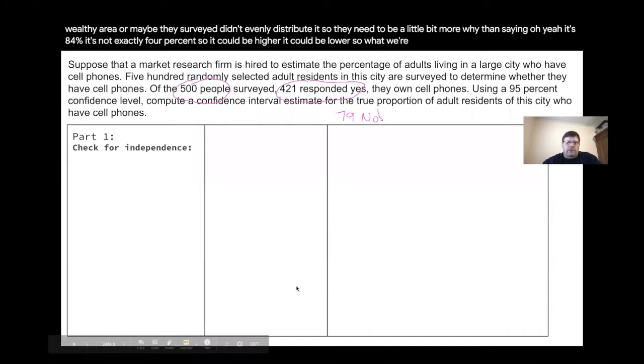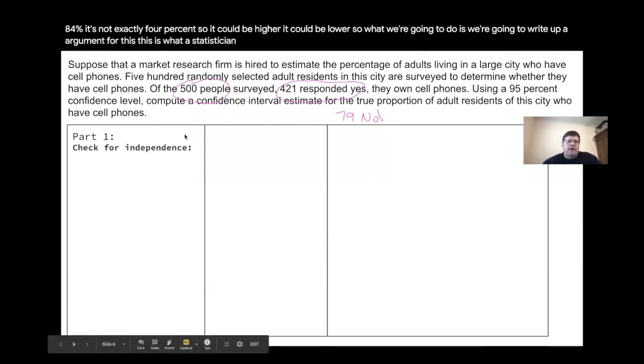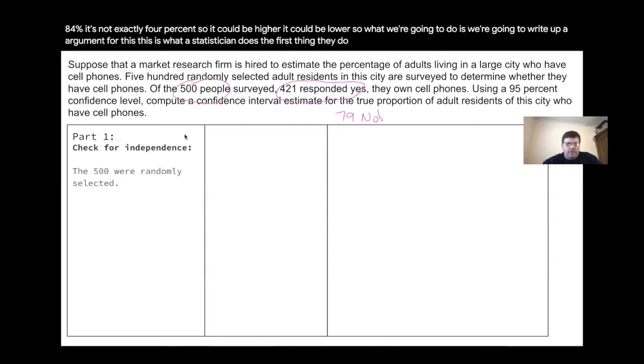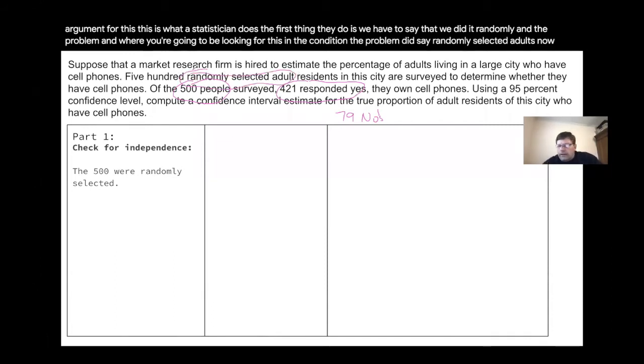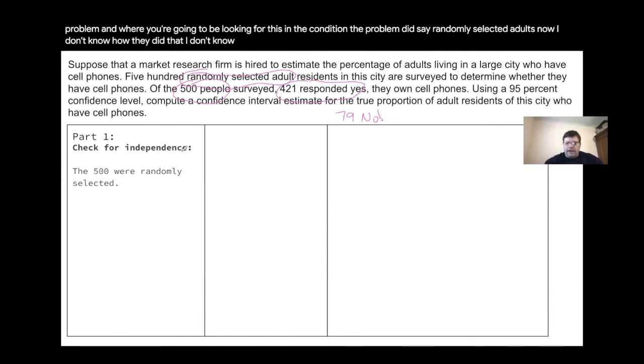So what we're going to do is write up an argument for this. This is what a statistician does. The first thing is we have to say that we did it randomly. The problem did say randomly selected adults. I don't know how they did that, and I don't know whether it's actually valid or not, but the problem says it, so I have to say it back.